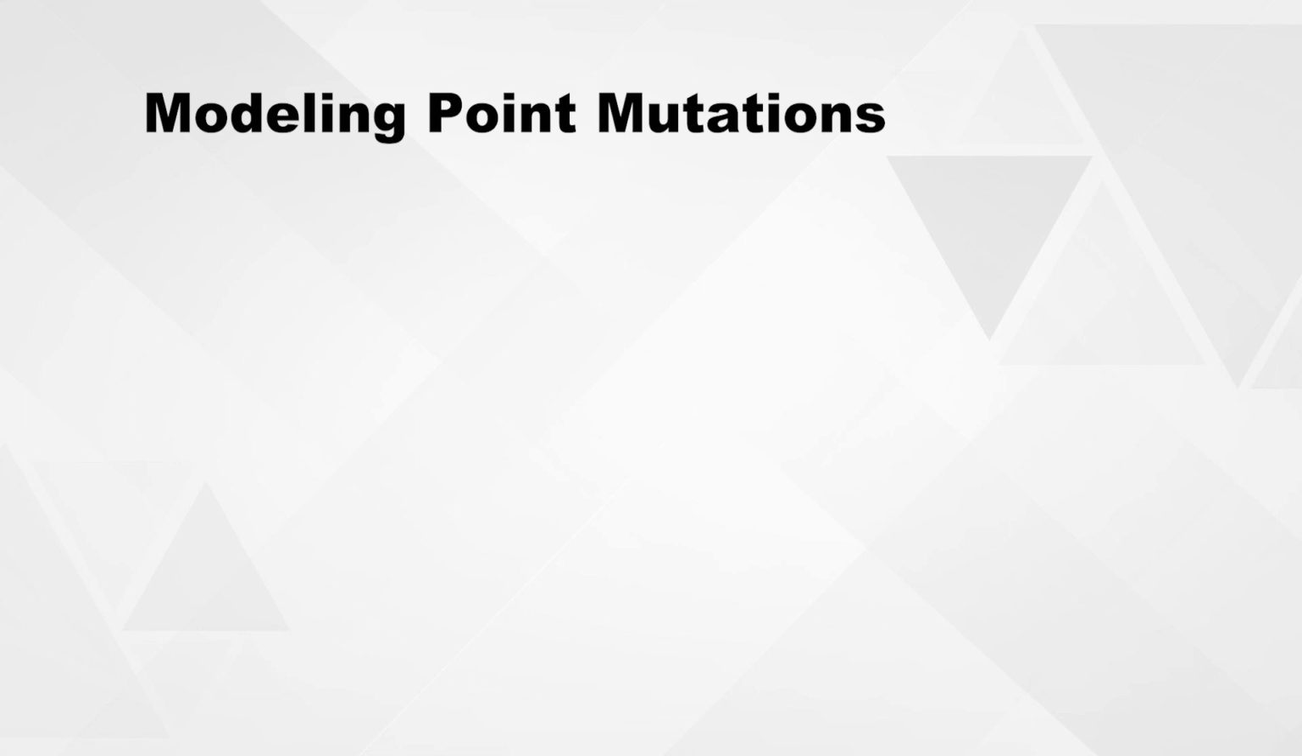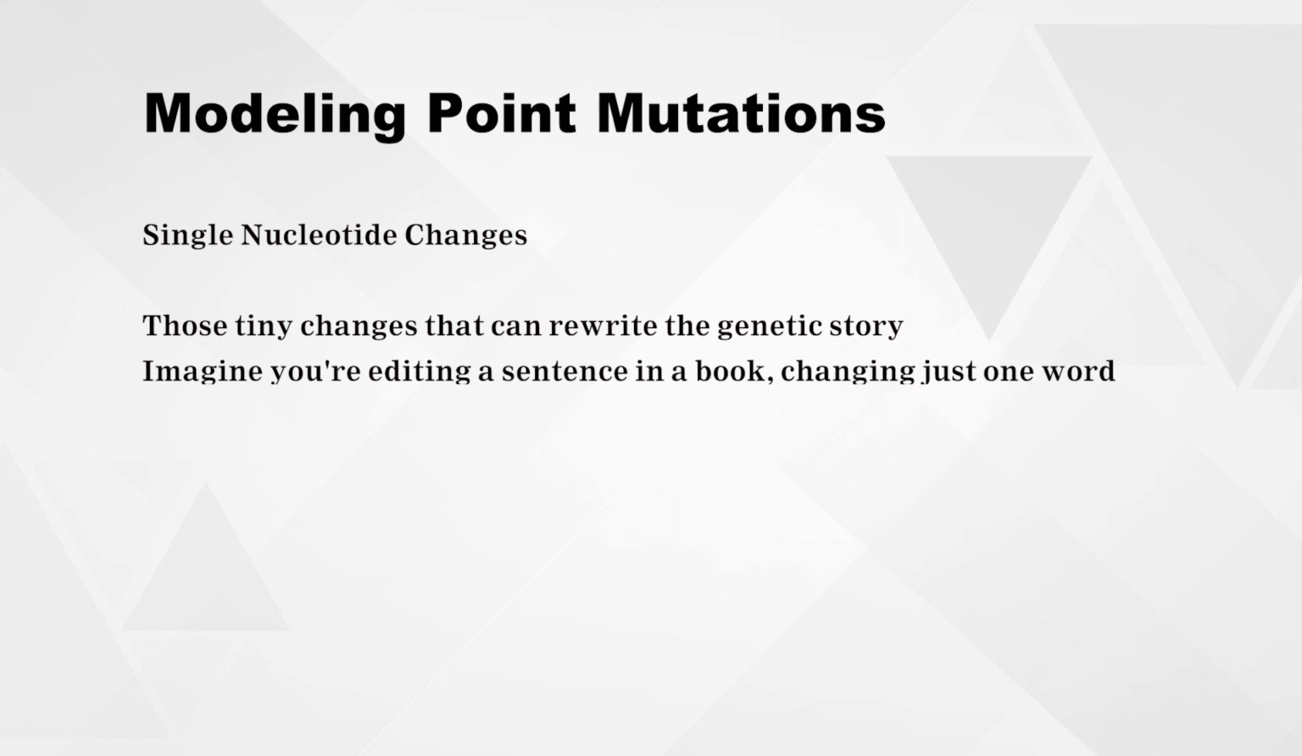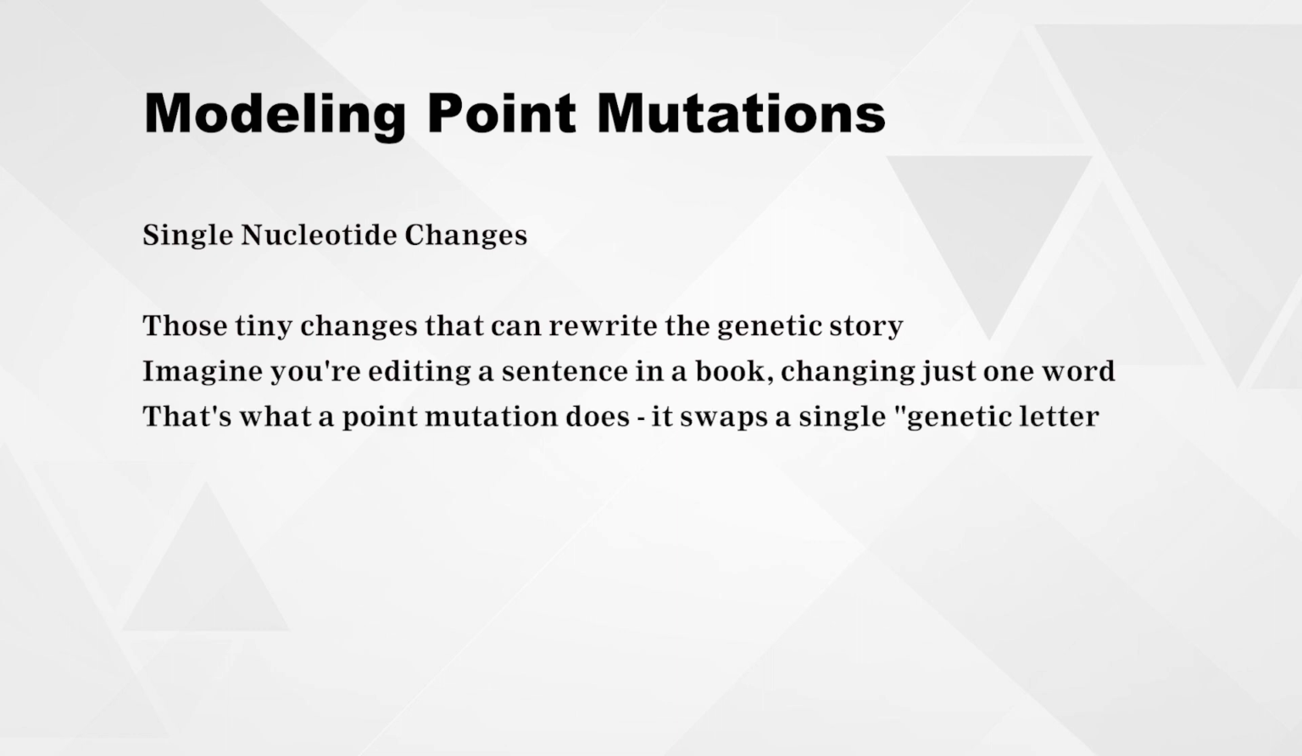Now, we have learned so far about different types of mutation and different mathematical aspects of it. I will briefly explain how we can model a point mutation. We have learned that single nucleotide changes are denoted as point mutations. These tiny changes can rewrite the entire genetic story. Imagine you are editing a sentence in a book. Changing just one word, that's what a mutation does. It swaps a single genetic letter. We are about to unravel the magic behind these letter swaps, and how math can help us predict their effect.